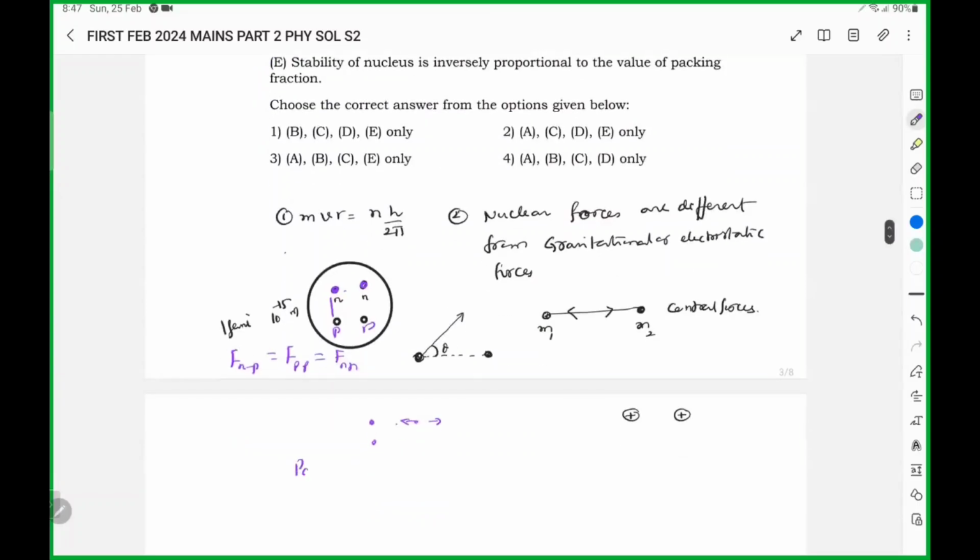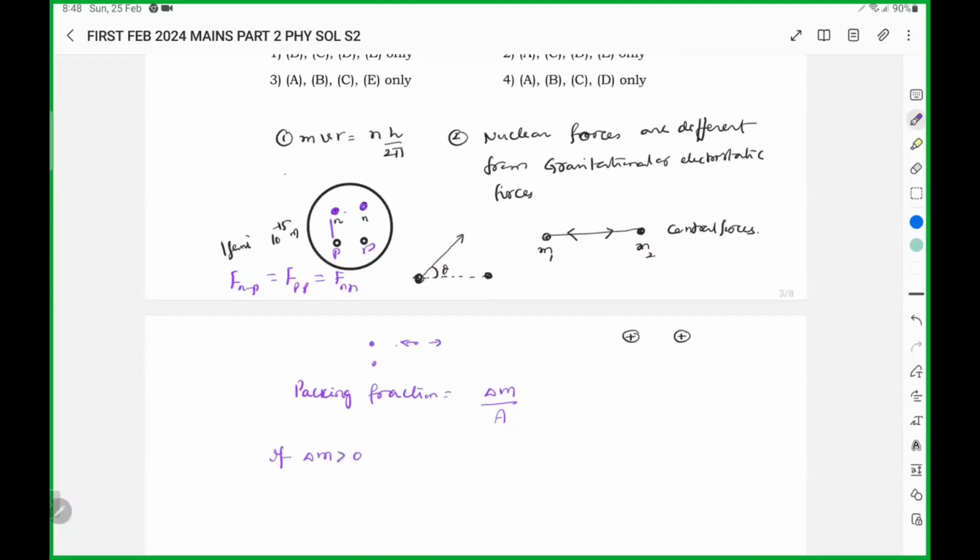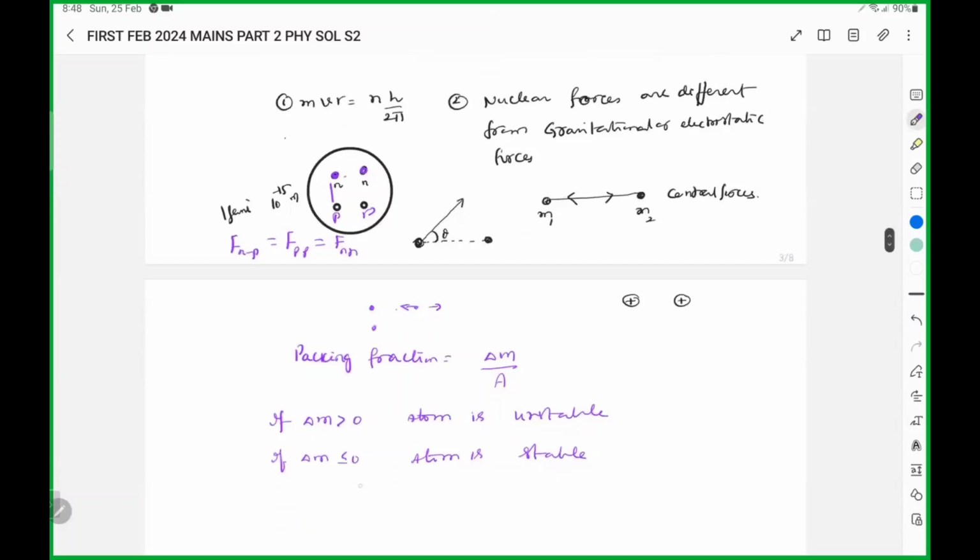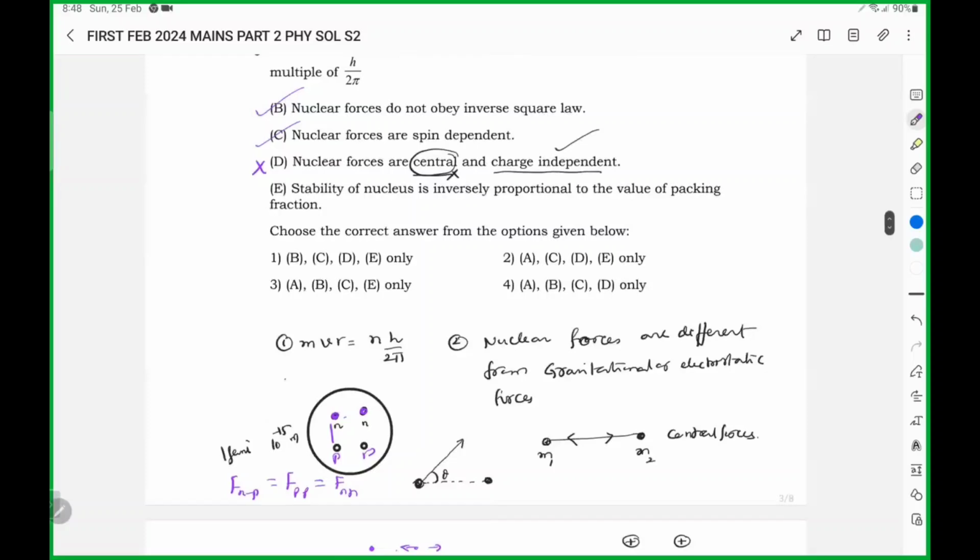And here, about the packing fraction definition: mass defect by mass number. If the mass defect is positive, that atom is unstable. If delta M is either less than or equal to zero, the atom is stable. If the packing fraction is negative, it is stable. If the packing fraction is positive, it is unstable. Hence this statement is also correct: stability of the nucleus is inversely proportional to the value of the packing fraction. So A is correct, B is correct, other than D, all are correct.